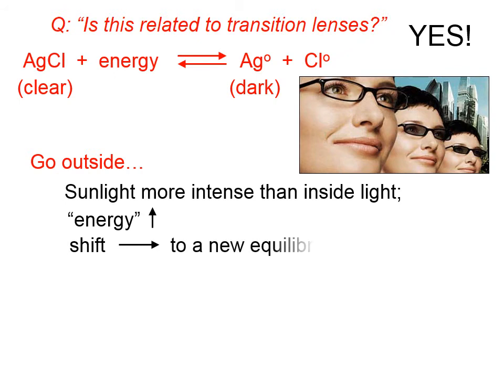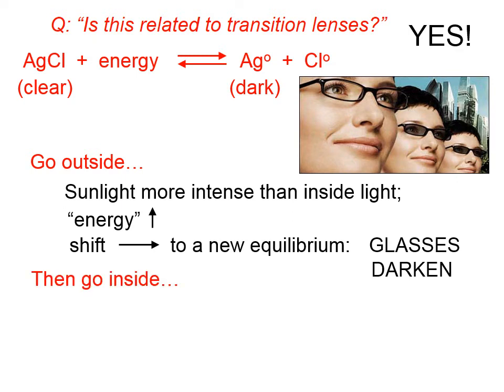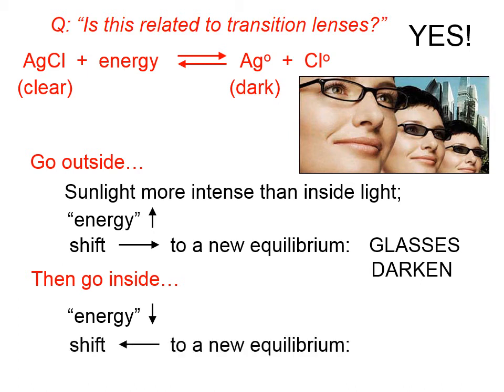The system says, ooh, too much energy, got to get rid of it. Shift to the right. And when you shift to the right, the glasses darken. They reach a new equilibrium state when you're outside in the sunlight. Then you go inside. When we go inside, the energy term decreases because inside light is less intense than sunlight. When the energy term decreases, the system says, hey, what happened to all my energy? I better make more. Shift to the left, and when you shift to the left, the glasses lighten up again.